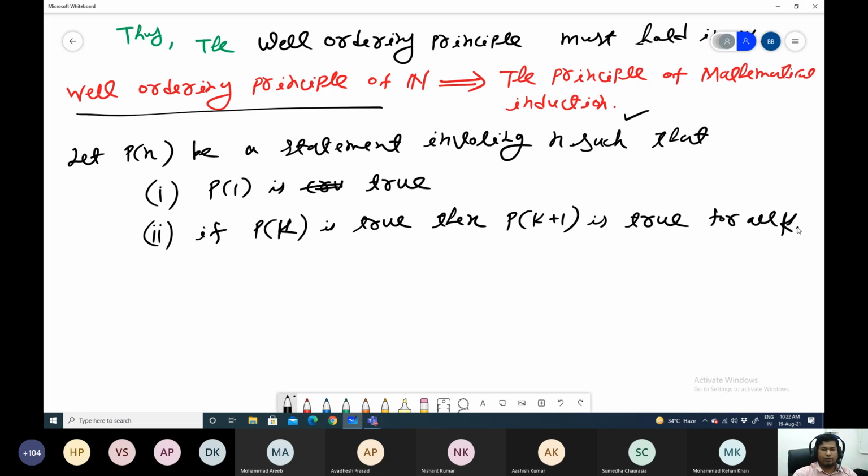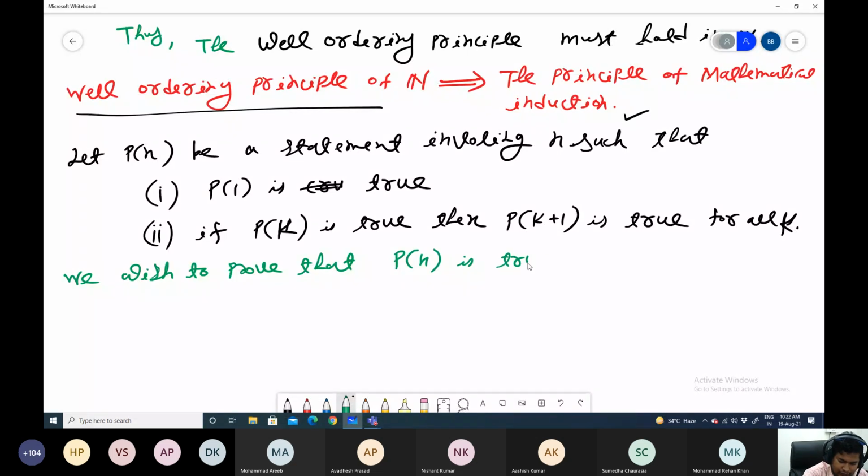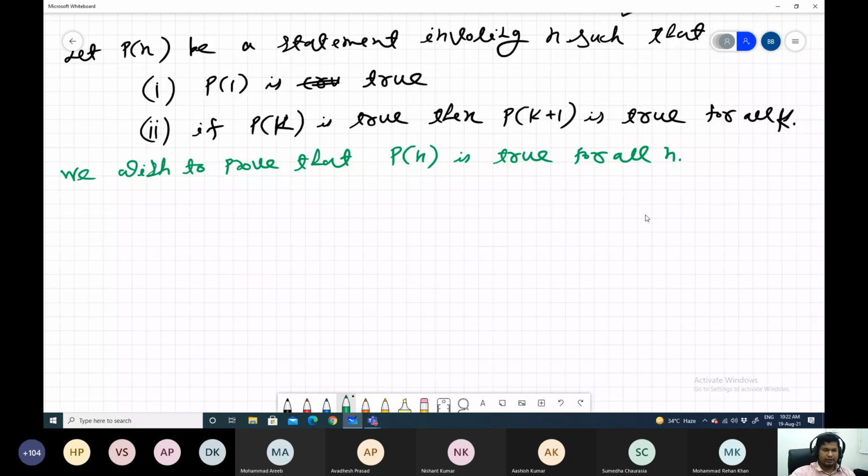Okay, so we have these two conditions. Now then we wish to prove that Pn is true for all n. Okay, we don't know that, we want to prove that.